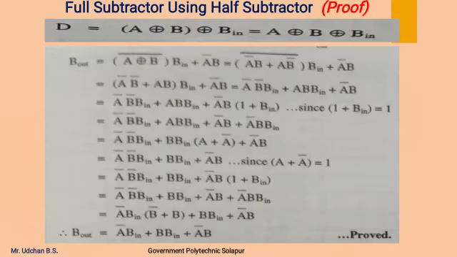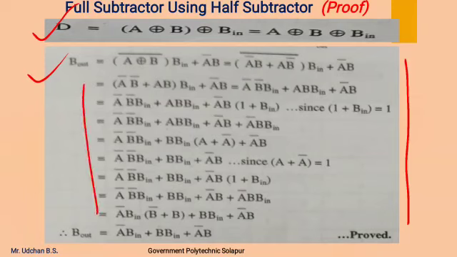Now this is the proof, that is how we can get a difference output and borrow output using two half subtractors. This is the proof which we have proved in case of full adder. In the same way we can prove this also. You can go through this, you will get the proof of difference and borrow output.